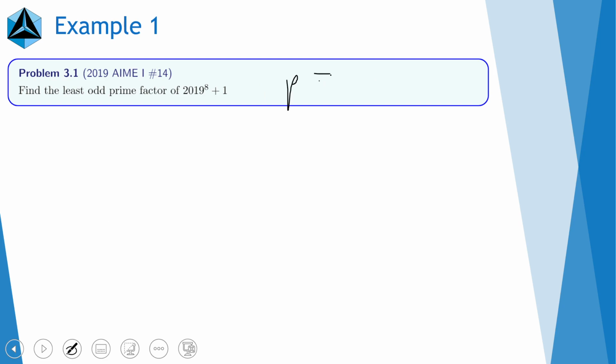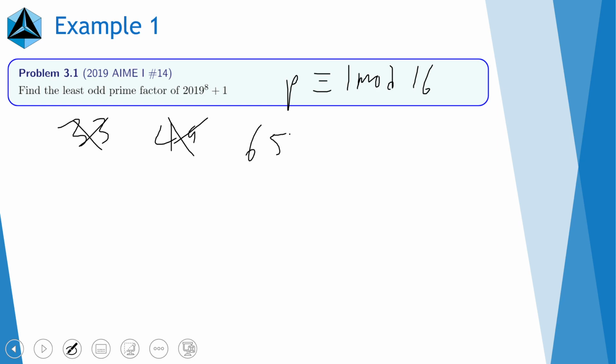Remember, p is congruent to 1 mod 16. Next number is 33, not a prime. 49, not a prime. 65, not a prime. 81, not a prime. 97, that is a prime, so we'll check that now.